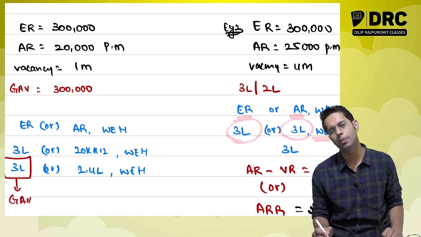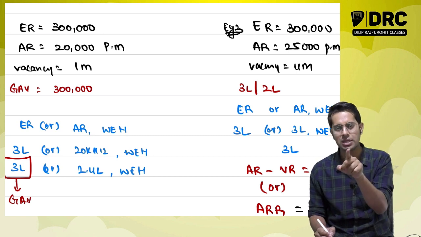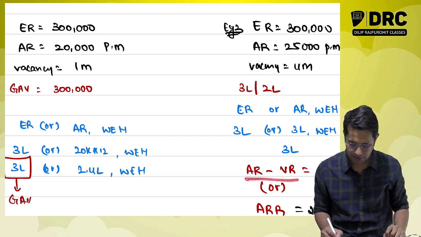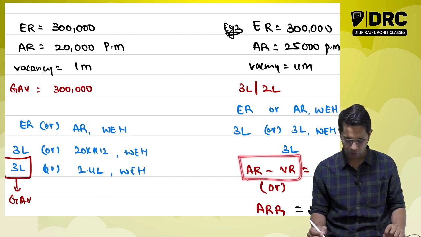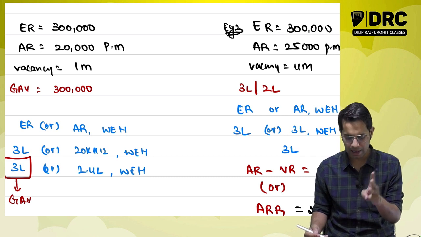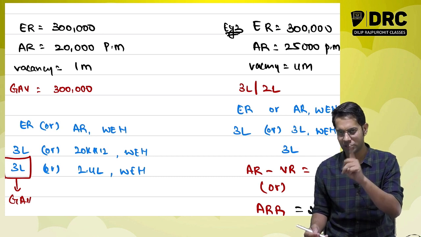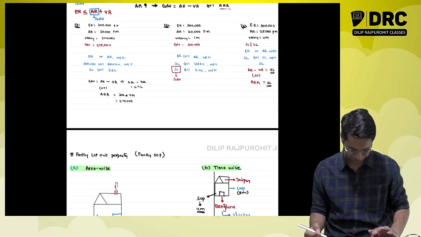In such cases, what will be the gross annual value? In such cases, your actual rent minus vacancy period rent will be taken as gross annual value. Your actual rent without considering the vacancy period comes to 3 lakh, minus vacancy period rent, which is 1 lakh. Gross annual value is 2 lakh rupees.